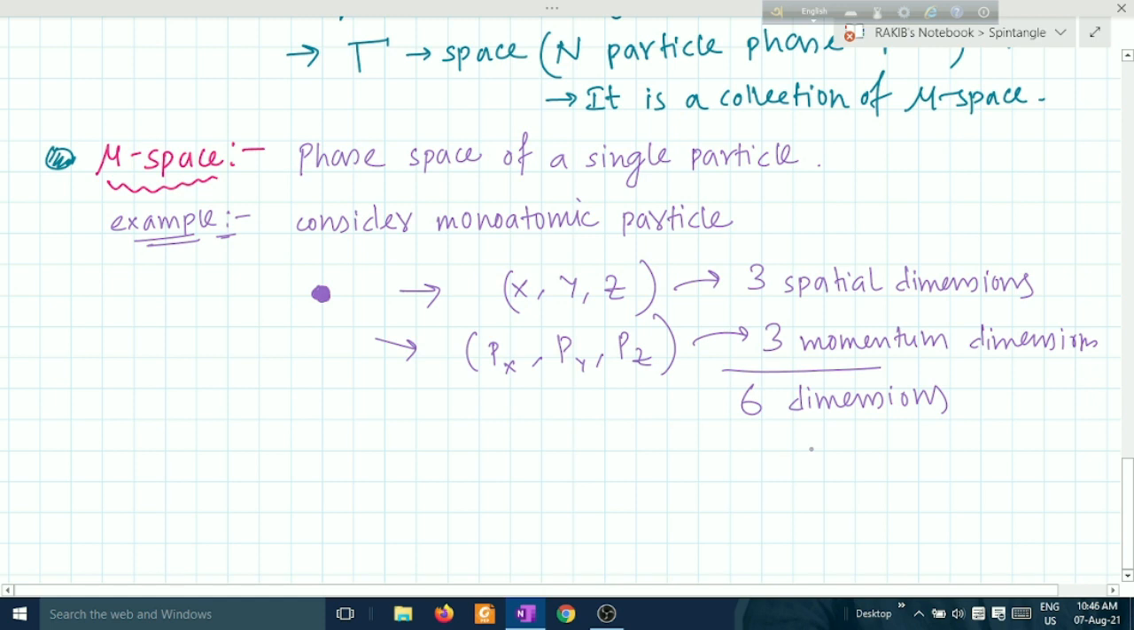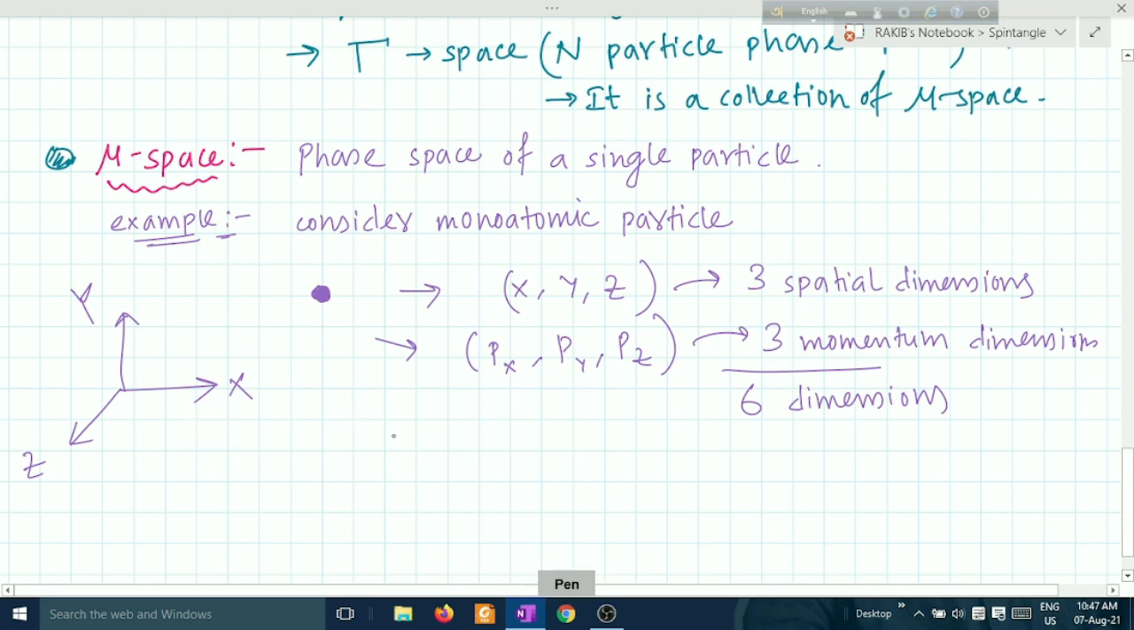Okay, this is just a mathematical representation. You have to know this fact: mathematicians used to take any dimension anywhere and use mathematical techniques to deal with the system. Okay, this is x, y and z. These are the 6 dimensions.